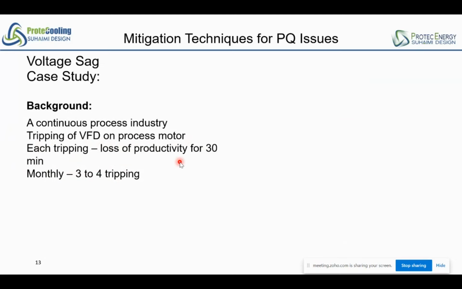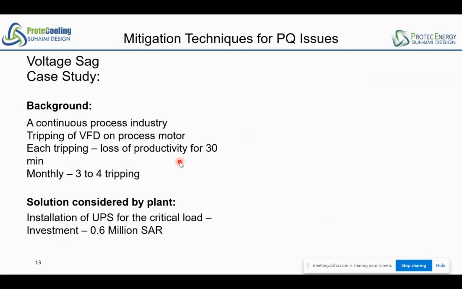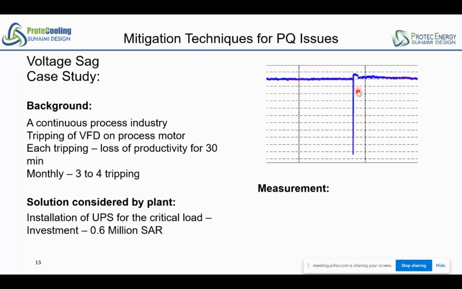So there was a financial loss, and the plant considered installing a UPS for this critical load, that is the VFD. The VFD would be fed by a UPS, and the investment was about 600,000 or 0.6 million Saudi Riyal. We got involved, and the objective of the client was to validate what the size of the UPS system should be. So we did a few measurements in the plant at the critical points, and we identified the sag.